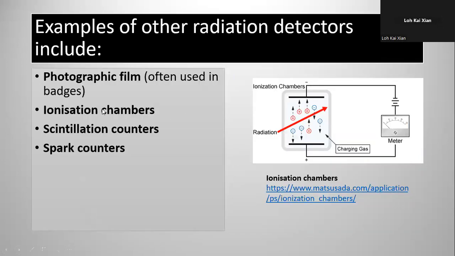Right? There are other radiation detectors. Photographic film is often used in badges. People in hospitals will wear these, especially those who work in the X-ray department. There's the ionizing chamber, scintillation counter, spark counter. You just need to know the names. You don't need to know how they work. Right? The basic idea is radiation enters, it will ionize the gas, for your ionizing chamber, and then you detect it as a current.